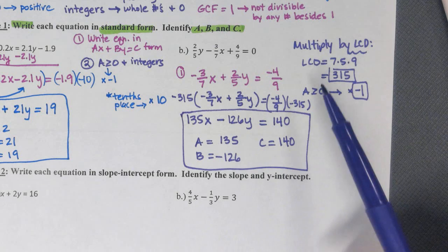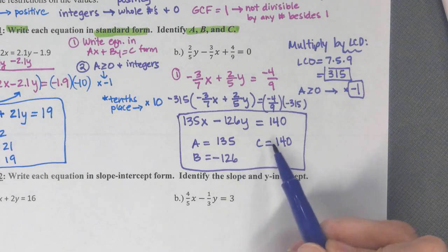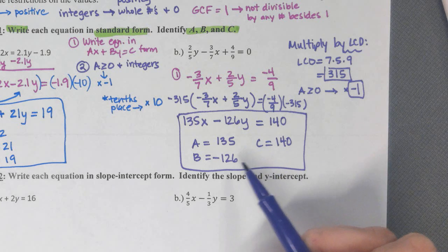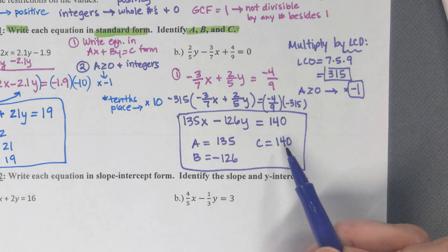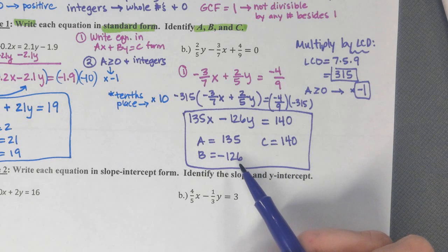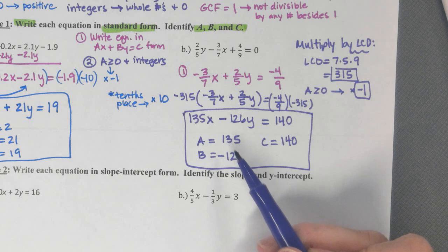So let's see if we can simplify with the GCF. Like, 126 and 140, I know they're both even, those are divisible by 2, but 135 is not. I know 135 and 140 are divisible by 5, because they end in 5 and 0, but this one isn't. Do you guys know how to check quickly if they are divisible by 3?